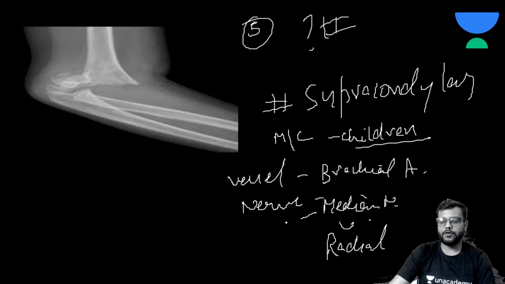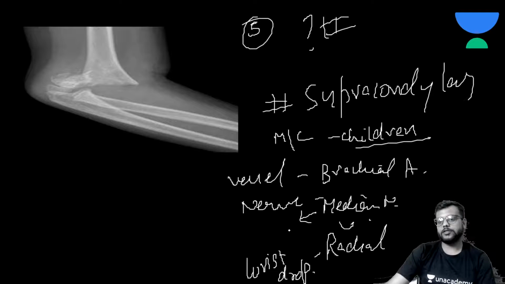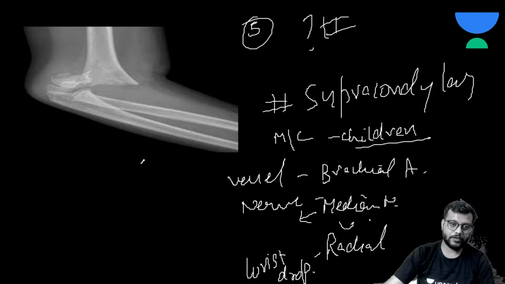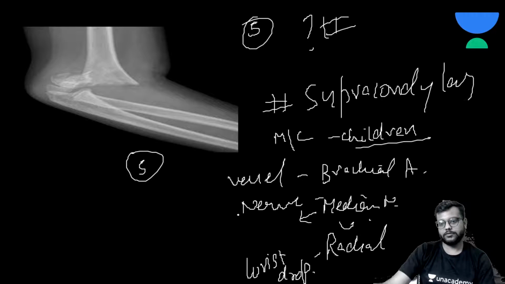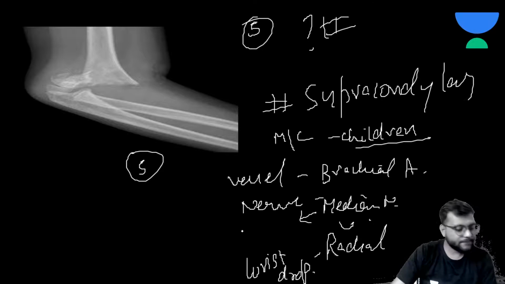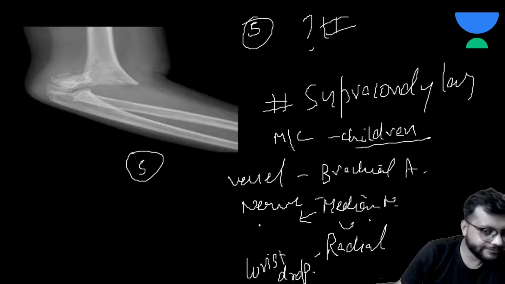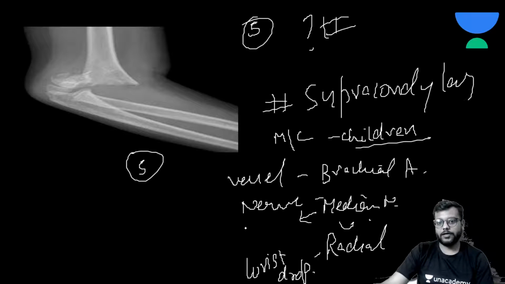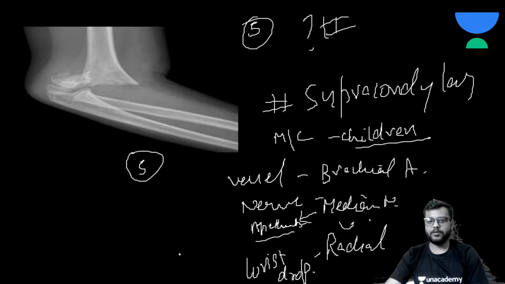In radial nerve palsy you have wrist drop, and median nerve, which palsy do you have? We taught it today only. Which palsy will it be? Anybody? I am giving you 5 seconds for it. Okay, in median nerve palsy you have ape thumb and all.